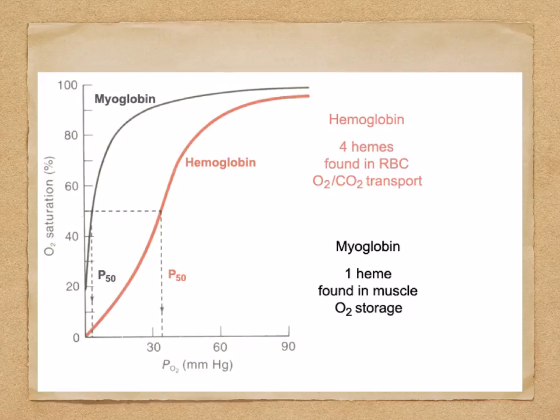So let's analyze this curve. At what partial pressure of oxygen is the myoglobin and hemoglobin 50% saturated? Myoglobin is much lower than hemoglobin. This means that for myoglobin to give up its oxygen, the partial pressure of oxygen must be very low, much lower than hemoglobin. Can you also see that myoglobin reaches 95% saturation at a lower partial pressure compared to hemoglobin, showing that myoglobin has a higher affinity for oxygen.